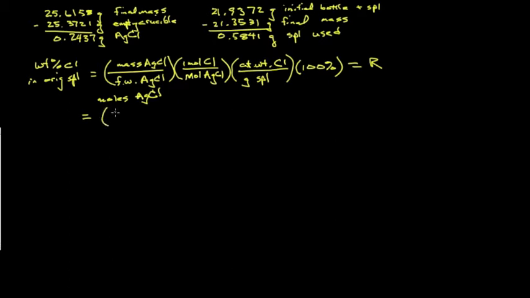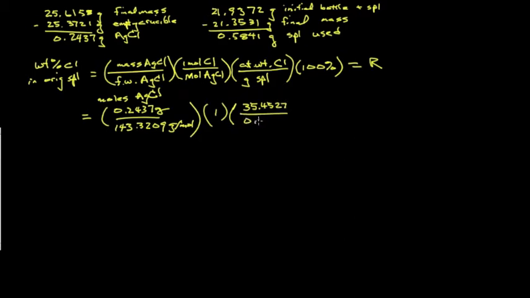So the mass of the silver chloride is 0.2437 grams divided by 143.3209 grams per mole, and we multiply by the ratio for the moles. The stoichiometry is just a ratio, giving us 1. And so the atomic weight of chloride we find in the literature is 35.4527, and divide by the mass of the sample, 0.5841 grams of the sample, and times 100 gives us an R value of 10.320% chloride.